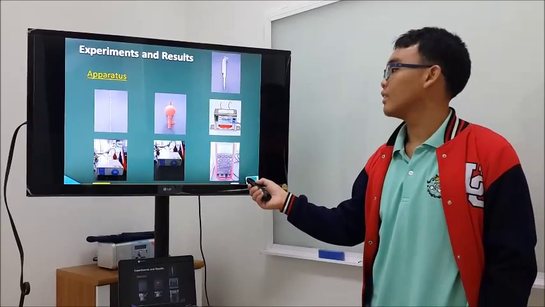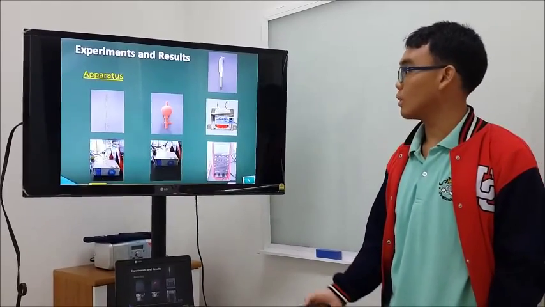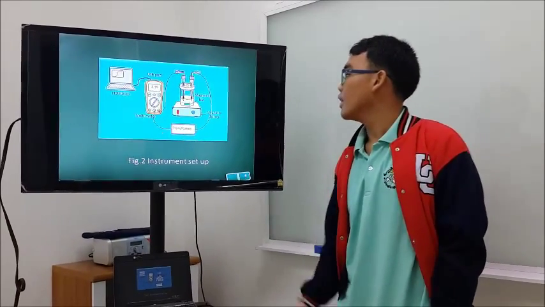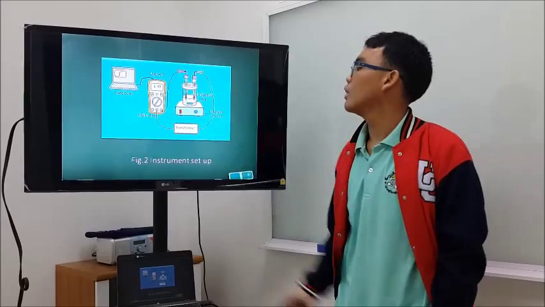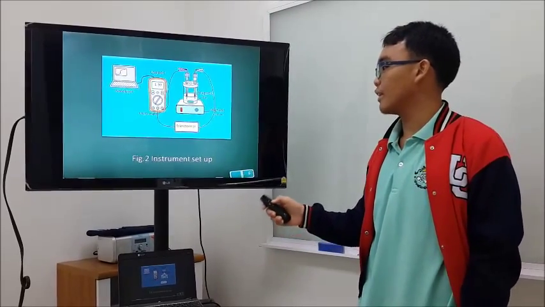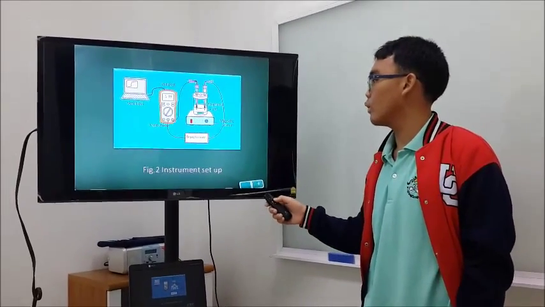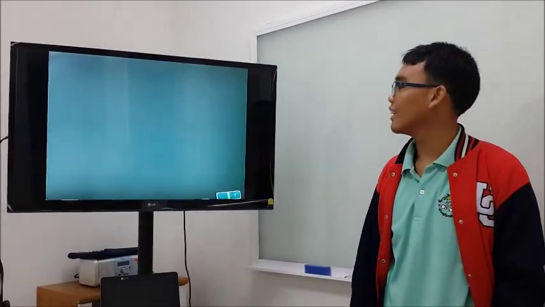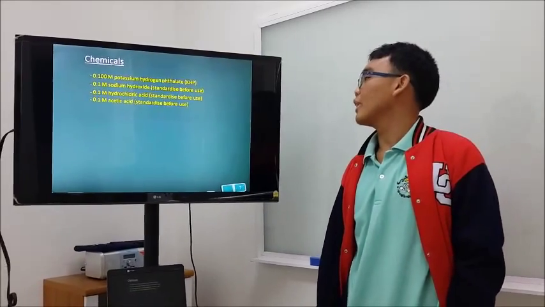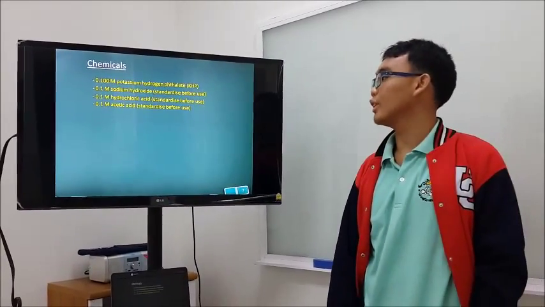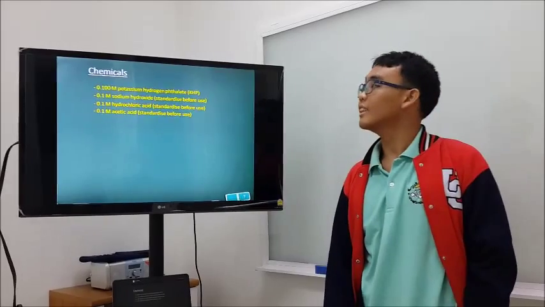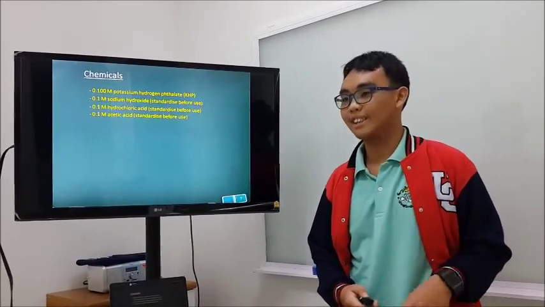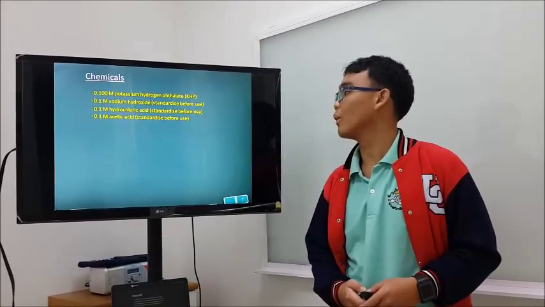These are the apparatus, including a notebook. This is the instrument setup. In the titration cell, the titrant was added from the burette, while the beaker has two electrodes. Chemicals: 0.100 molar potassium phosphate, 0.1 molar sodium hydroxide, 0.1 molar hydrochloric acid, and 0.1 molar acetic acid.